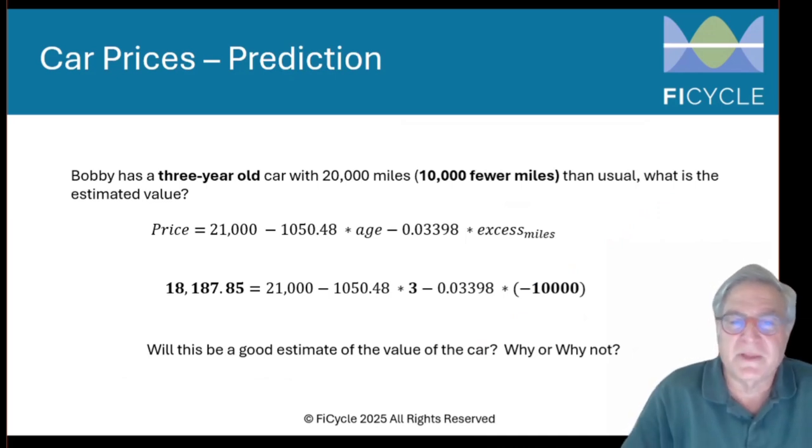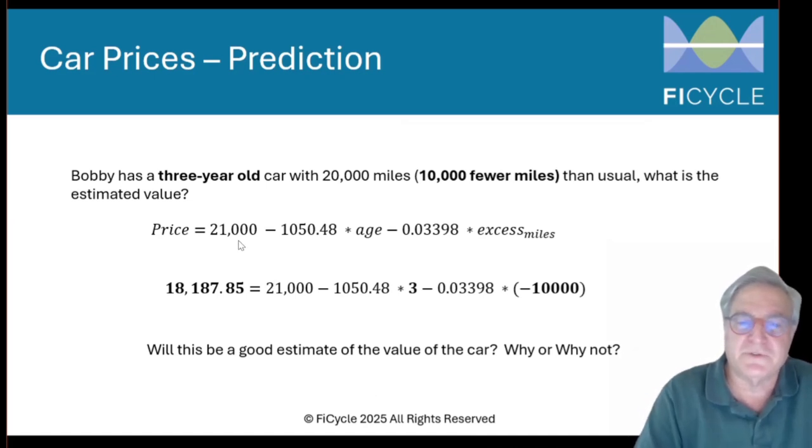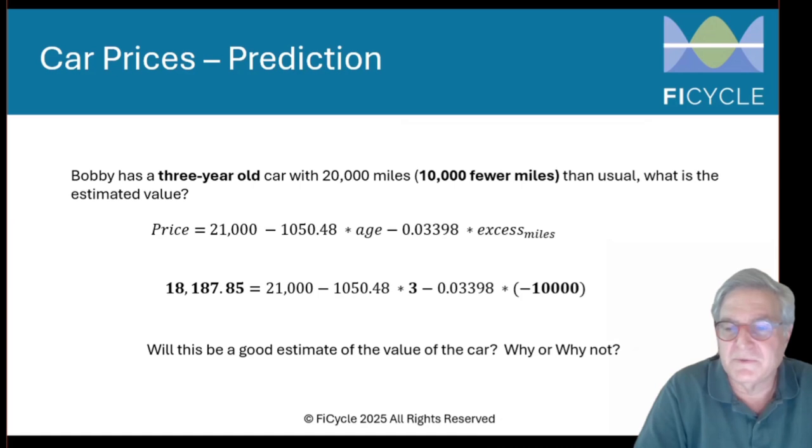So let's say Bobby has a 3-year-old car with 20,000 miles, which is about 10,000 miles fewer than usual. What's its estimated value? So we take the price of 21,000, we multiply the 1,000 times 3, that's going to reduce it by 3 years, but he has fewer miles times the negative, so that's actually going to add value to the car and give us a value of about $18,000 for this car. So would you buy the car for $18,000? Should Bobby sell it for $18,000? Well, why or why not?